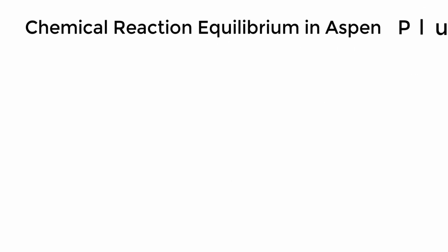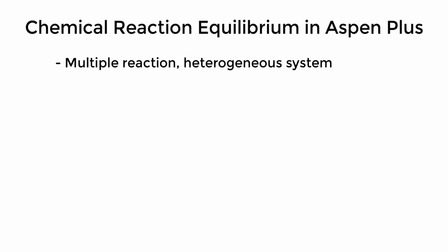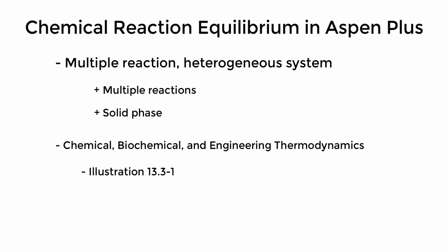What's up, guys? I'm going to demonstrate how to solve a chemical reaction equilibrium in Aspen Plus. For this example, we're going to consider a multiple reaction heterogeneous system. So that means that it's a system with both multiple reactions and a solid phase. And the problem can be found in Chemical, Biochemical, and Engineering Thermodynamics.